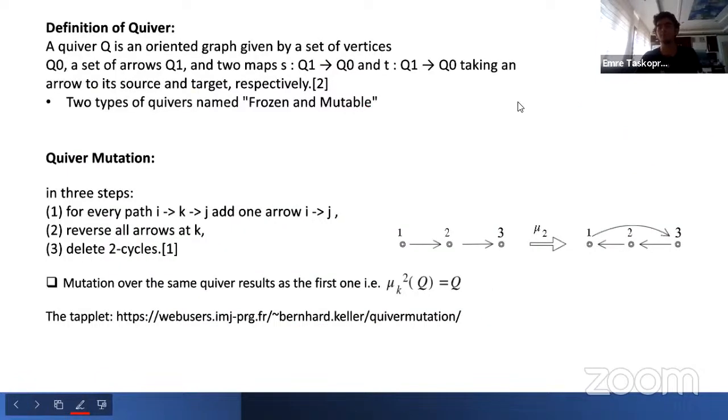Now we've come to the part where I'm going to explain cluster variables. And our first variable is quiver. In the definition of quivers, it says that a quiver Q is an oriented graph given by a set of vertices. And we can see that set of vertices right over here. These arrows are representing our quiver.